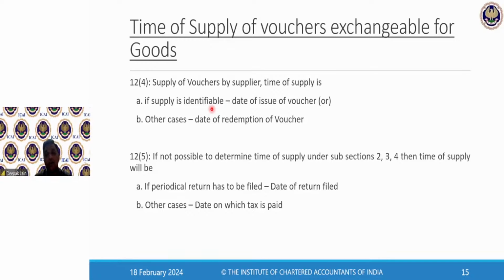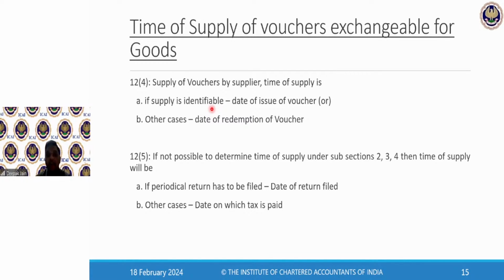Now this could be a specific voucher, where you can buy only a shirt. Then I know on the date of issue of the voucher that the supply is identifiable, that whenever the person holding the voucher comes, I have to supply a shirt only. The other case could be when I'm giving you a voucher with which he can purchase anything, like a Shoppers Stop voucher or a Lifestyle voucher.